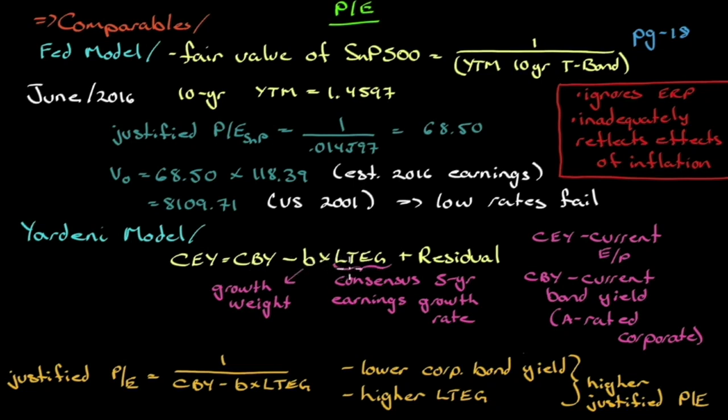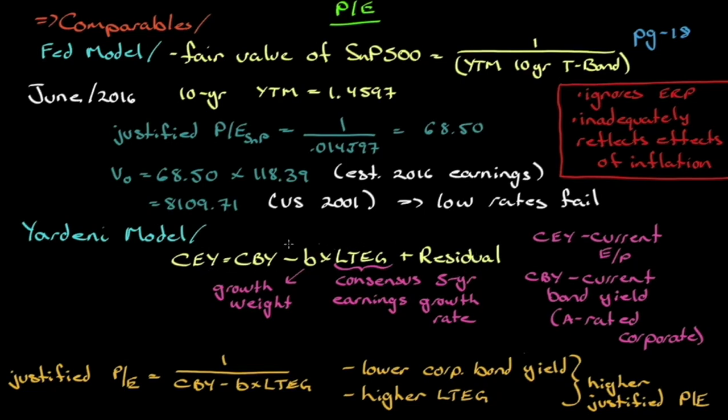Well, what is this? LTEG is the long-term earnings growth, or consensus 5-year earnings growth rate on the index, and B is a growth weight. How much weighting is given to LTEG. That's statistically derived. It's been anywhere from 0.1 to 0.2, plus some residual. The residual is just the error.